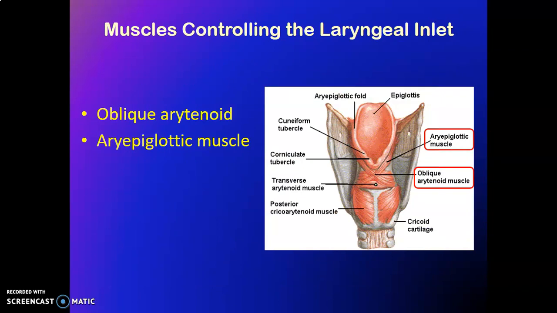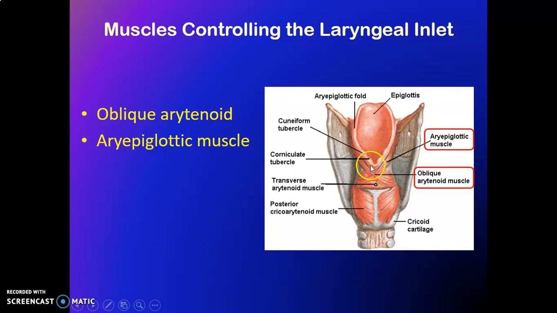So we have muscles that control the laryngeal inlet. You have the oblique arytenoid. Okay, oblique arytenoid, it's running obliquely, and you have the aryepiglottic muscle. The aryepiglottic muscle. So oblique arytenoid and aryepiglottic. So when these contract, you sort of reduce the laryngeal inlet diameter.